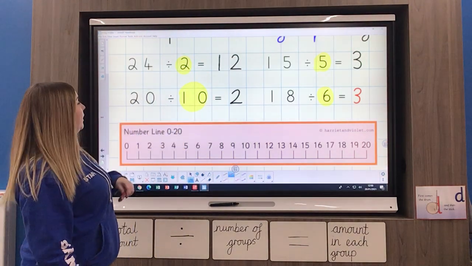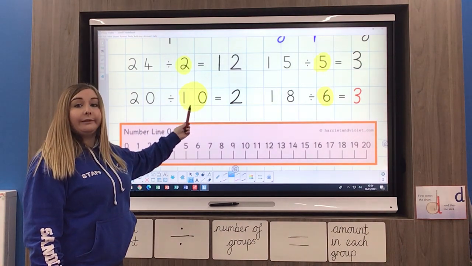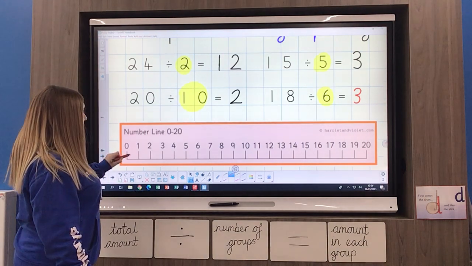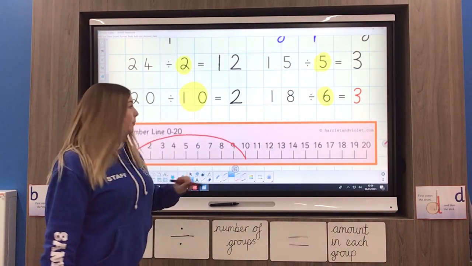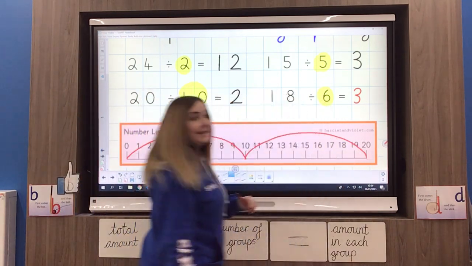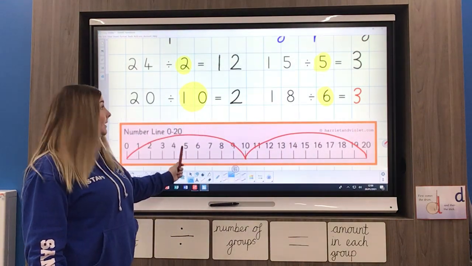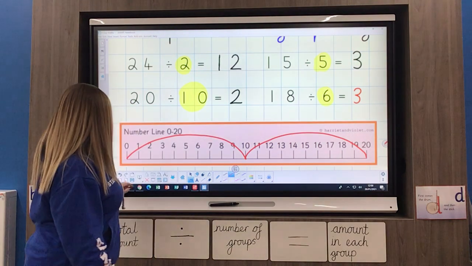So here it's telling me that I've got to do a jump of 10 until I get the answer 20. So I'm going to go from 0 all the way to 10. Then I've got to do another jump of 10. And that would take me to 20. And I did 2 jumps, which is why we've got the answer 2. Okay.